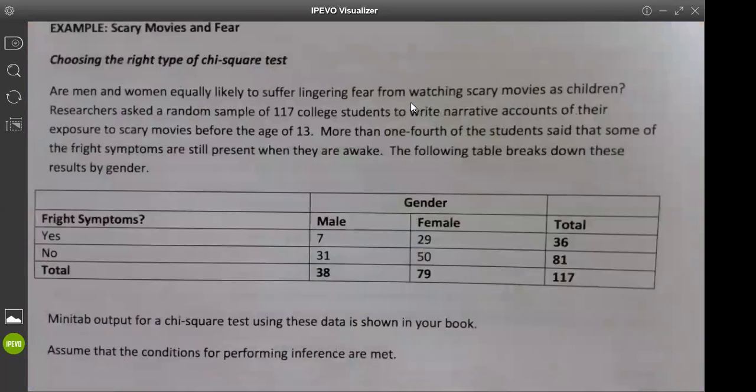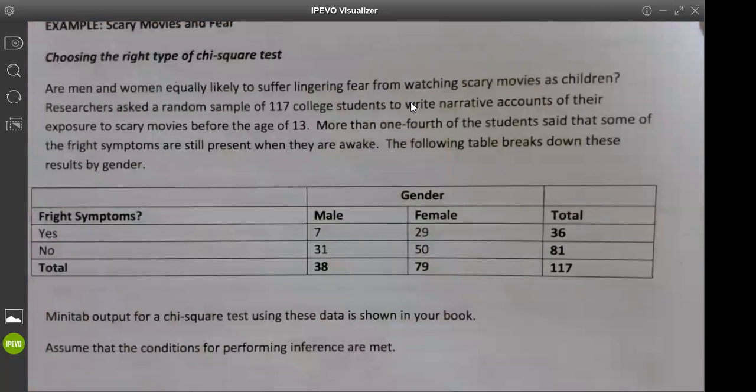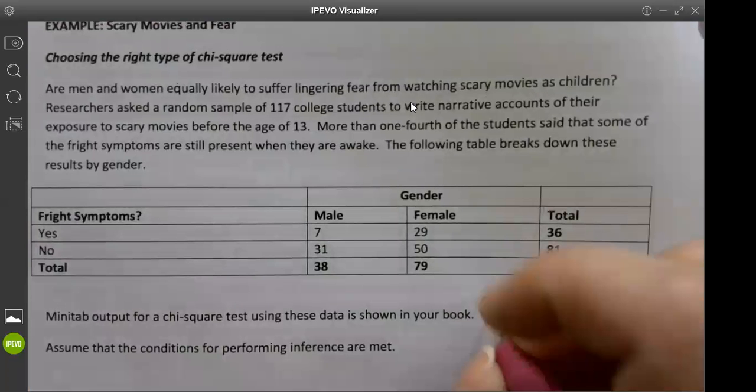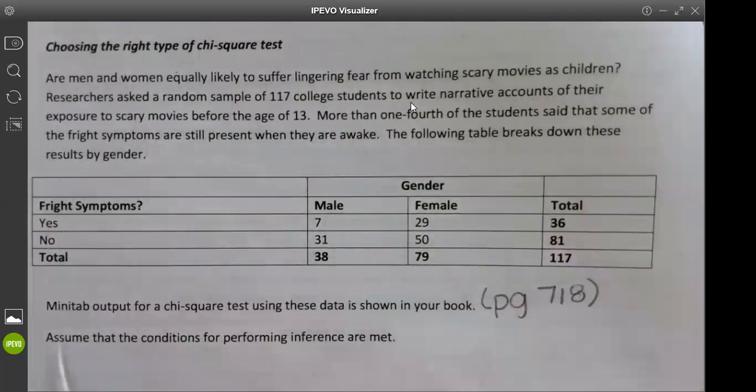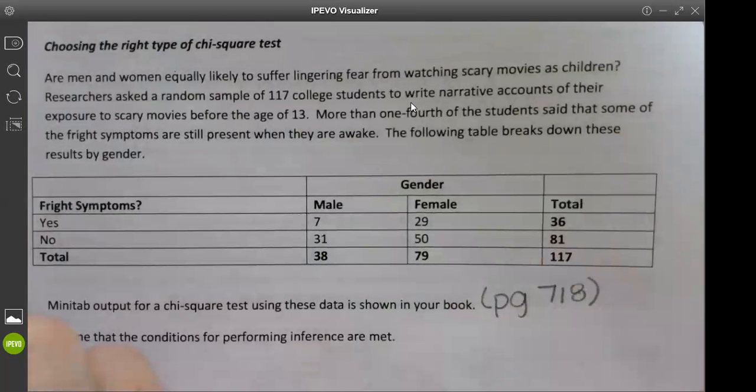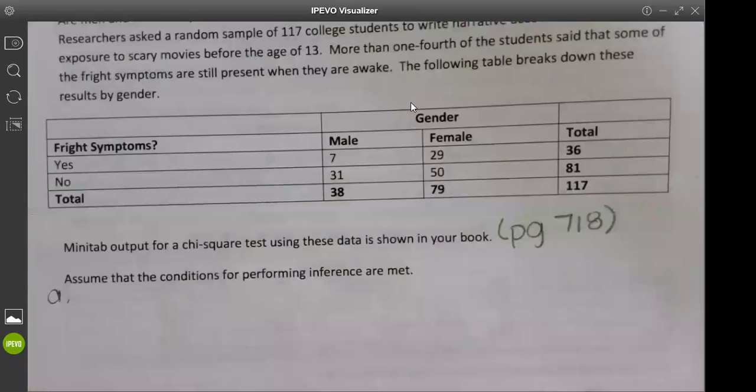So are men and women equally likely to suffer lingering fear from watching scary movies as children? Researchers asked a random sample of 117 college students to write narrative accounts of their exposure to scary movies before the age of 13. More than 1/4 of the students said that some of the fright symptoms are still present when they are awake. The following table breaks down these results by gender. Minitab output for a chi-square test using these data is shown in your book, and that is on page 718. And I'll show you guys that in a minute. Assume that the conditions are met for performing inference. Here's your first question. I'm going to give you all the questions.